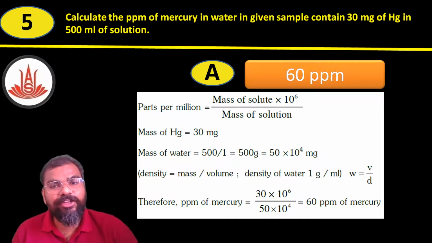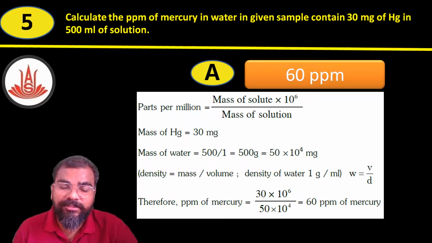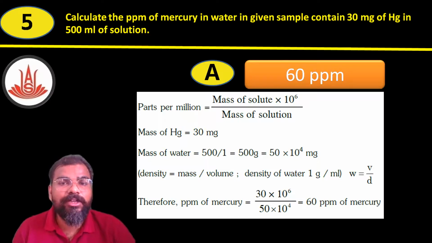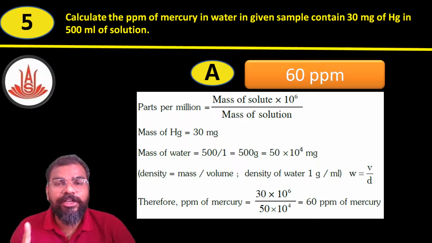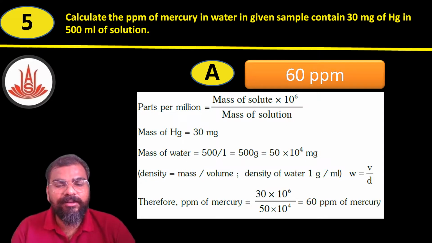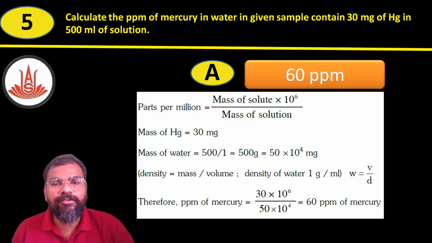Therefore the ppm of mercury is equal to 30 into 10 raised to power 6 upon 5 into 10 raised to power 5. Okay, so if you simplify this, 10 raised to power 4 will cancel, so in numerator only 10 raised to power 2 will be remaining. So 2 power means 100, multiplied by 30. Okay, so it would be 3000. 3000 divided by 50, if you do that, then you'll get 60 ppm of mercury. Okay, that would be the answer. So 60 ppm is the correct answer for question number 5.